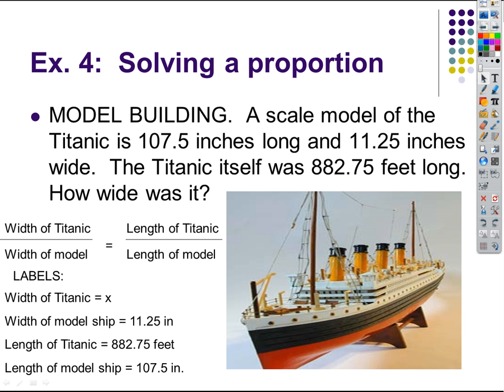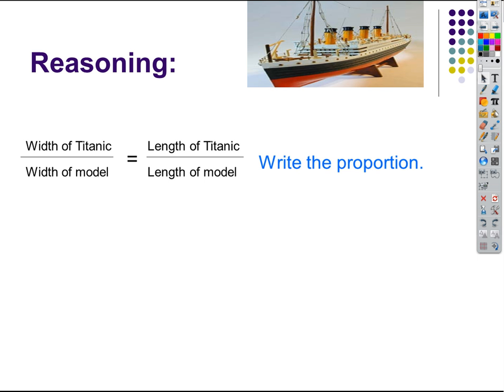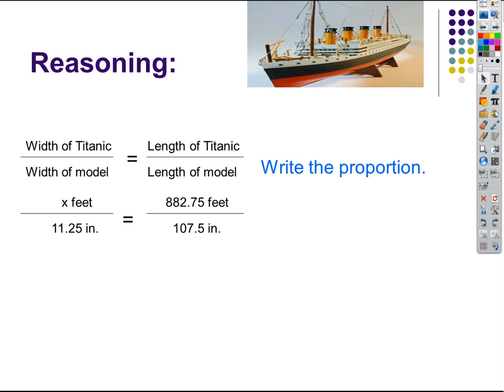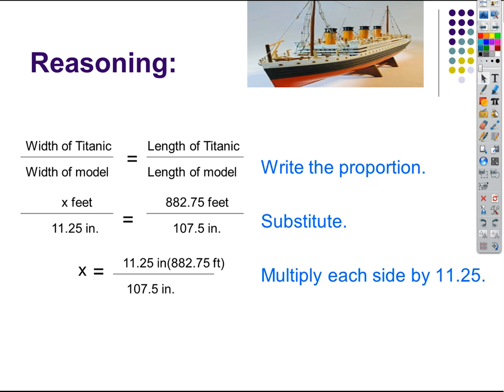Okay? And if I just plug in x for the unknown, which is the width of the Titanic, it's really simple algebra. Right? If I plug that stuff in, cross multiply and solve. It's okay. So how wide is it? Let's find out. If I just cross multiply and solve for x, I get about, what? About 92.4 feet. Big deal. That's how wide it is in the middle. Wow. Okay? Make sense?